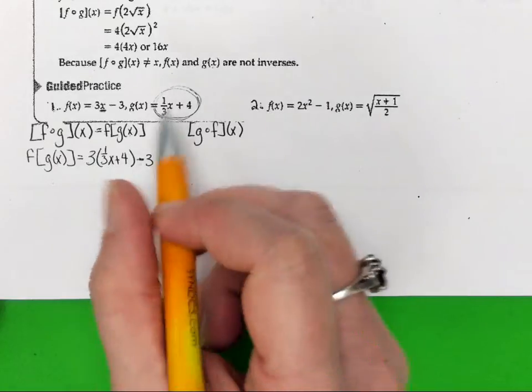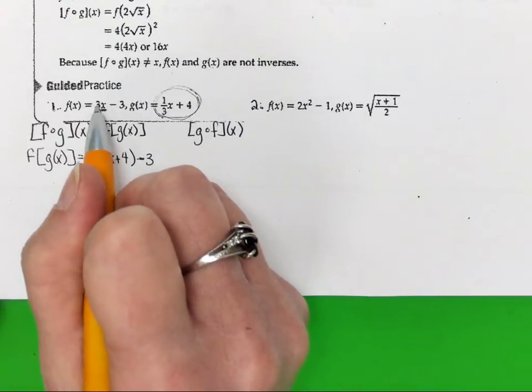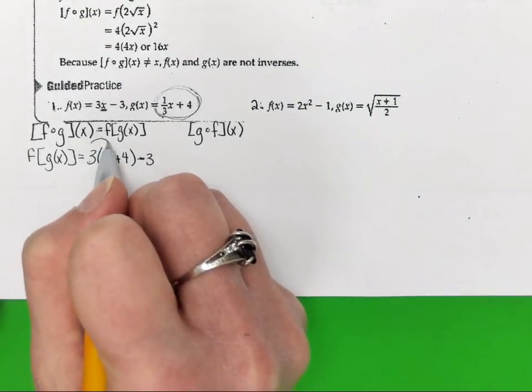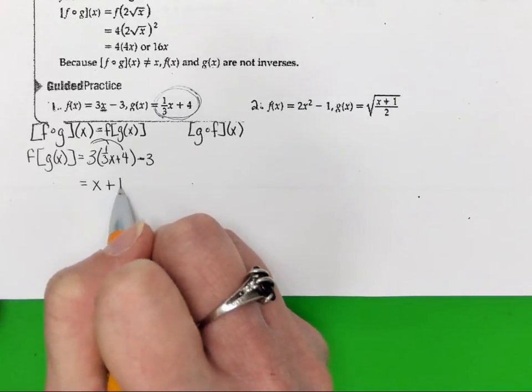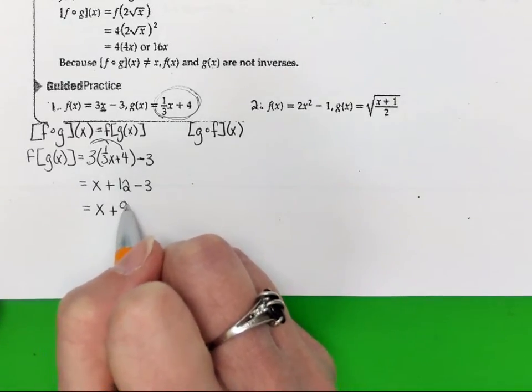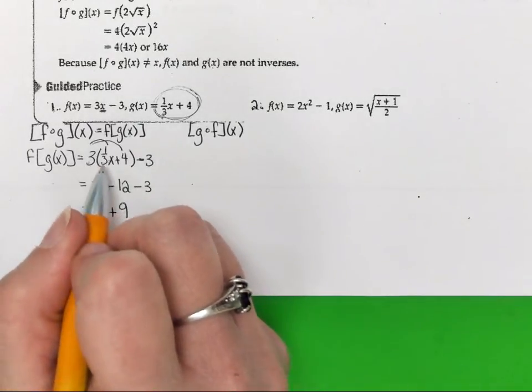Wait, where did you get the 3 from? What 3, baby? This one, or in front of it? Right here, 3x minus 3. This is still 3x minus 3. All right, distribute right here. 1/3 times 3 is just 1x, or x. 3 times 4 is 12 minus 3. And so that is x plus 9. How is 3 times 1/3 x? It's 1x. The 3's cancel out, and you just get 1.